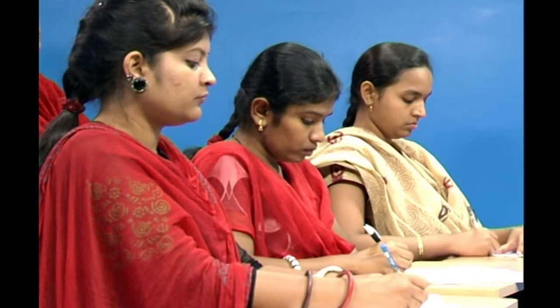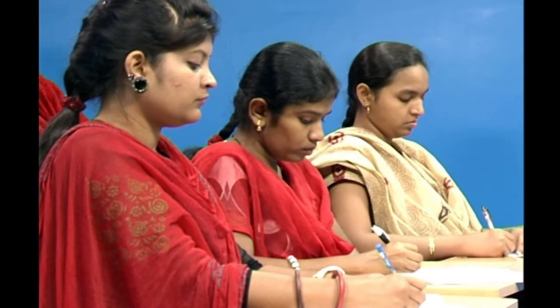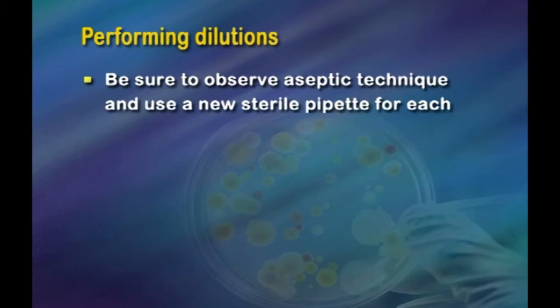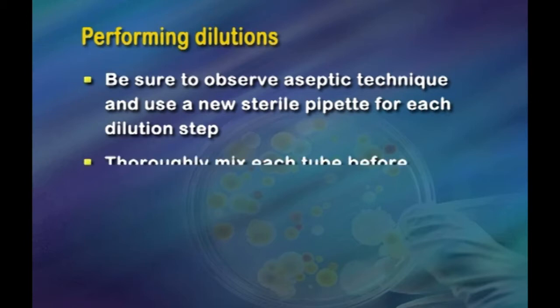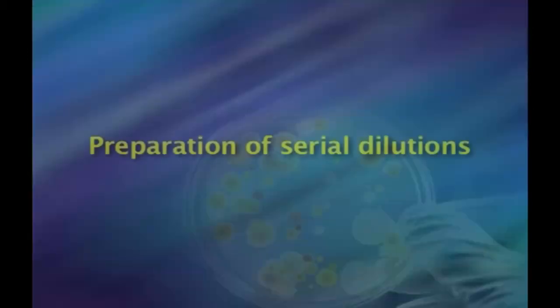The procedure is as follows. First, there are some helpful hints to consider when performing dilutions. First, observe aseptic technique and use a new sterile pipette for each dilution step. Thoroughly mix each tube before proceeding with the next dilution step. However, do not mix so violently that the contents splash near the cap. Preparation of serial dilutions. As previously noted, some guesswork must be performed to estimate the number of bacteria in food samples.